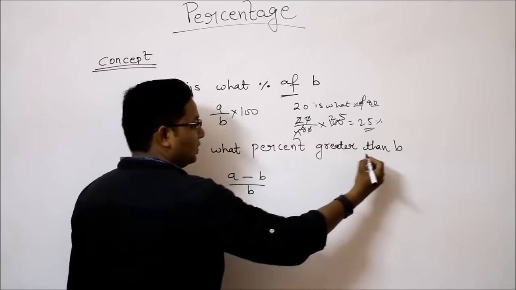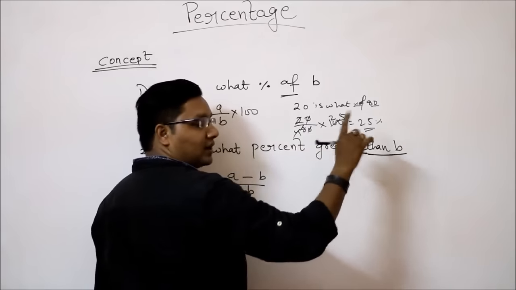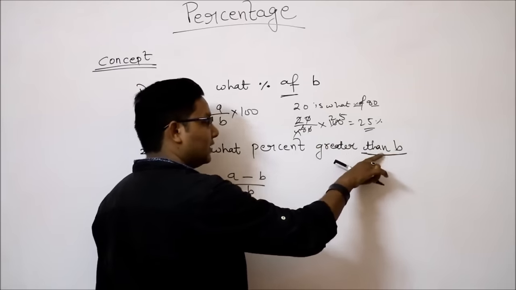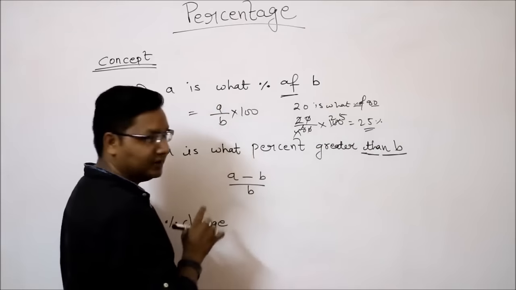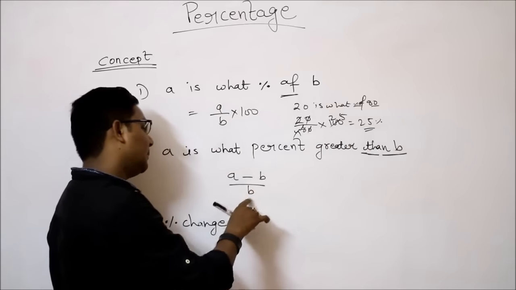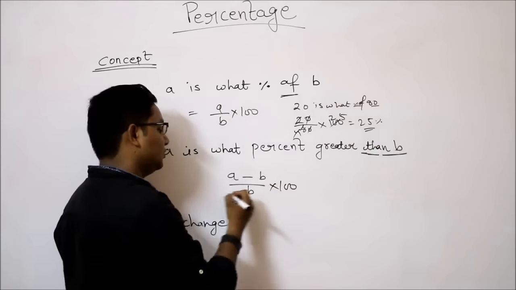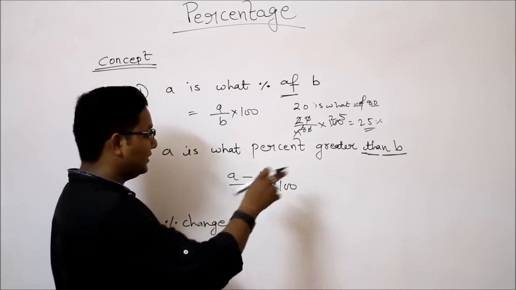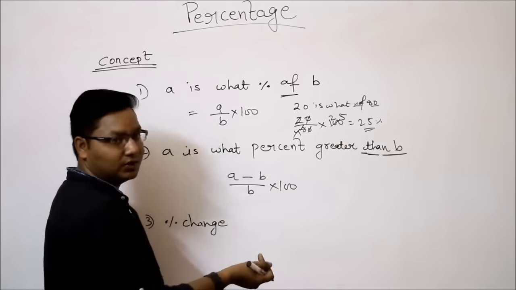So the term which is after "than", the number with which we are comparing, the number after "than" will be in denominator. So A minus B upon B into 100. So this is the answer for A is what percentage greater than B: A minus B upon B into 100.